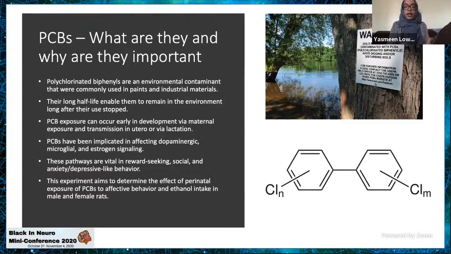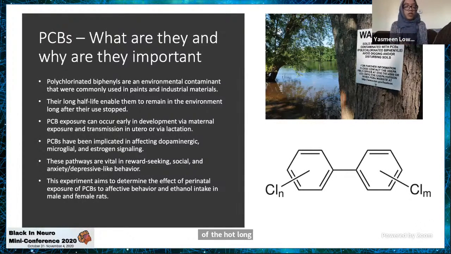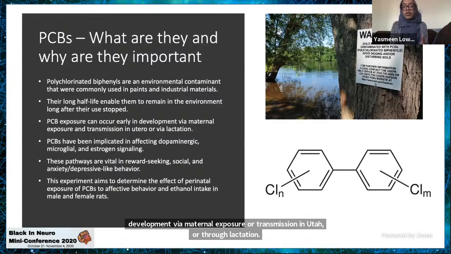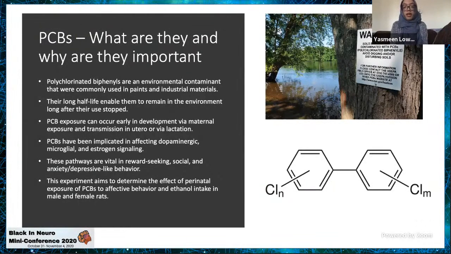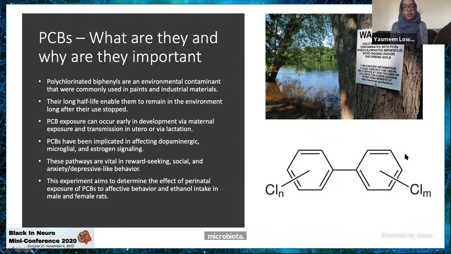So why do we care about PCBs now? PCB research has shown that PCBs are implicated in affecting dopaminergic and estrogen signaling, and our lab has recently found that they also have an effect on microglia. And these endpoints are vital in reward seeking, social, and anxiety or depressive-like behavior. So what we hope to determine through this experiment is the effect of perinatal exposure to PCBs on affective behavior and ethanol intake in male and female rats.